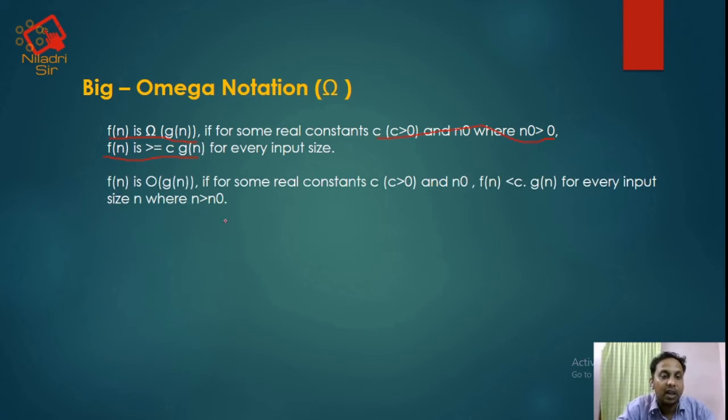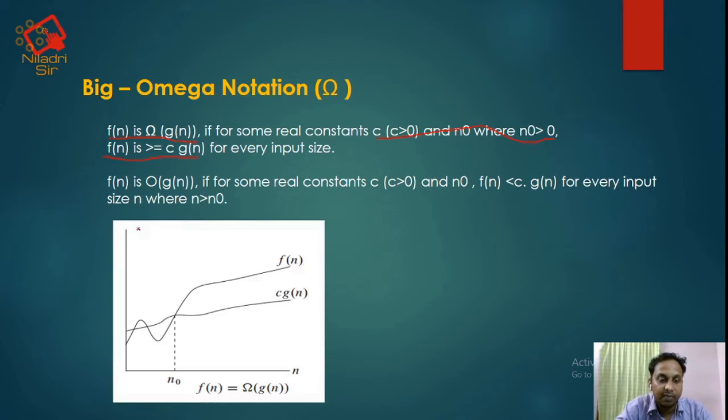Recall that f(n) is order of g(n) if, for some real constants c and n0, f(n) is less than c of g(n) for every input size. So let's check the graph. Here in the graph you can see this is the point.